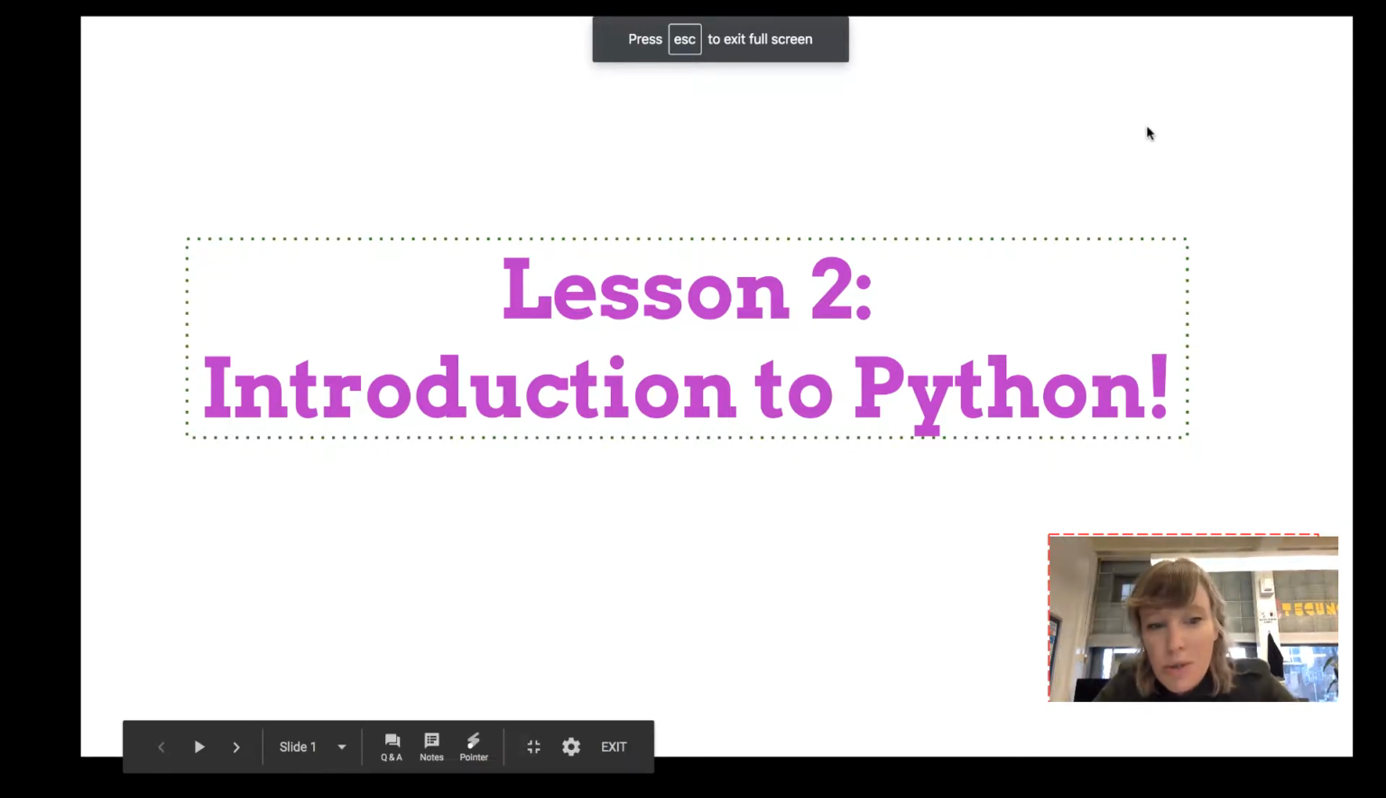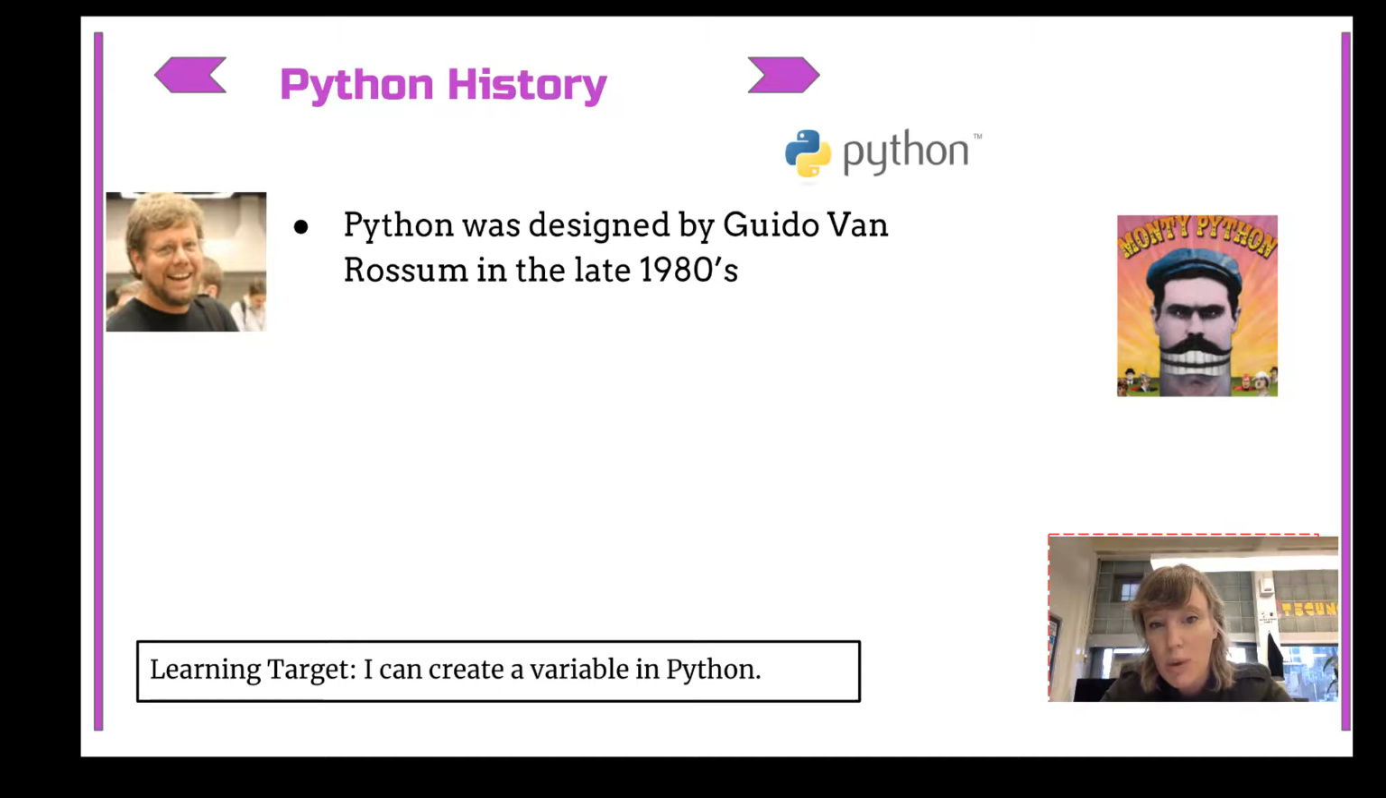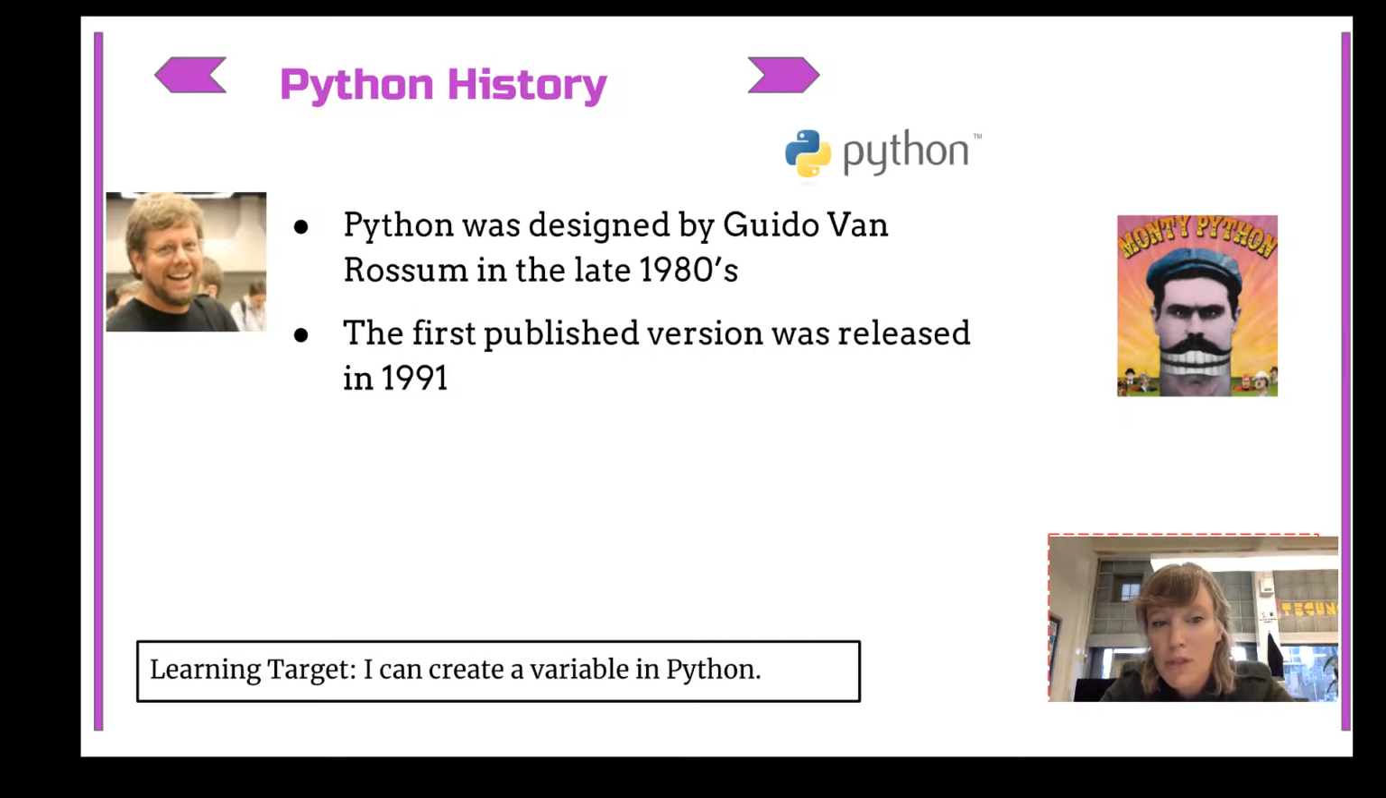All right, welcome to your first lesson on Python. So let's talk a little bit about this programming language, Python. It was designed by Guido van Rossum in the late 1980s. The first published version was released in 1991.